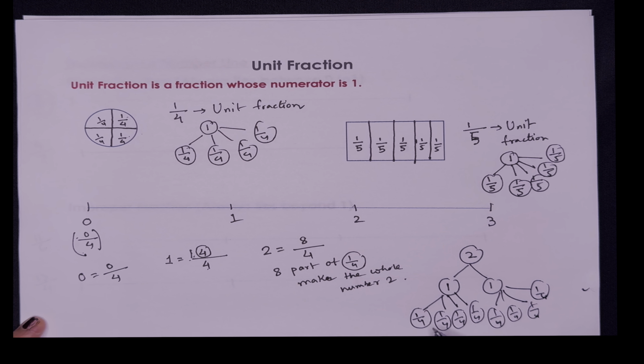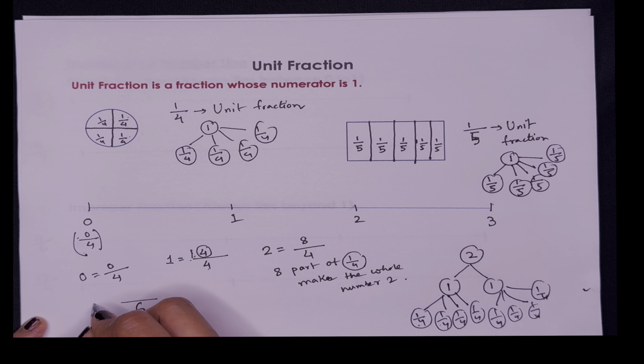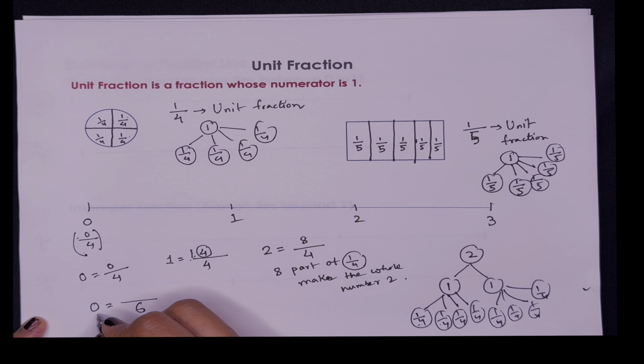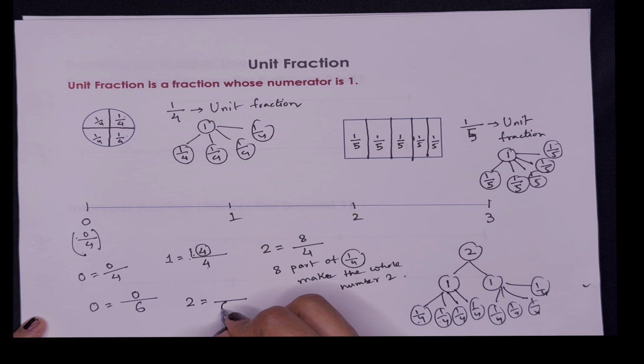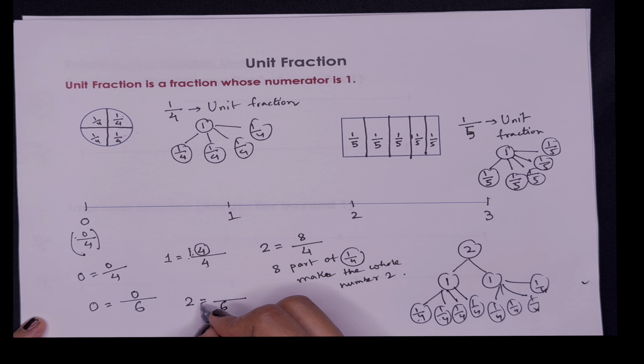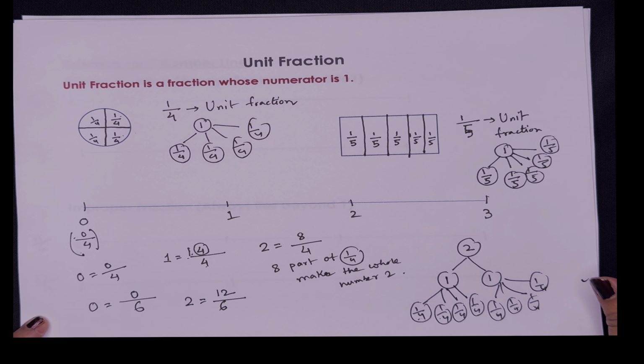So let's count 1, 2, 3, 4, 5, 6, 7, 8. So 8 by 4 makes the whole 2. For example, if the partition is 4 and we're expressing in terms of the whole number 0, the numerator will be 0. If the partition is 4 and we are expressing with the whole number 2, the numerator will be 4 into 2, that's 8. So this way we will go.